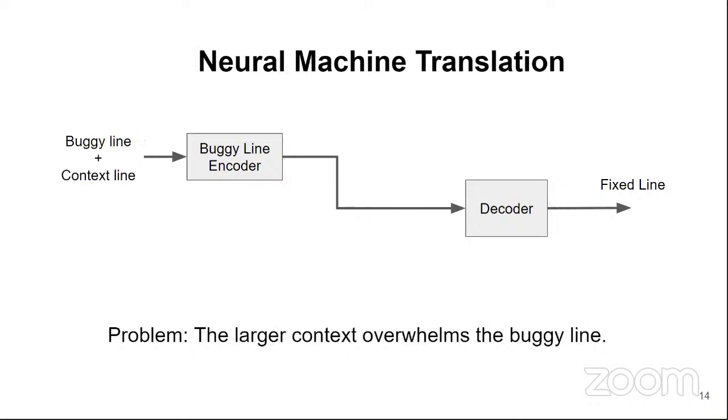So naively, we can just feed both the buggy line and its context to the encoder. However, in practice, it does not work well because the larger context overwhelms the buggy line.